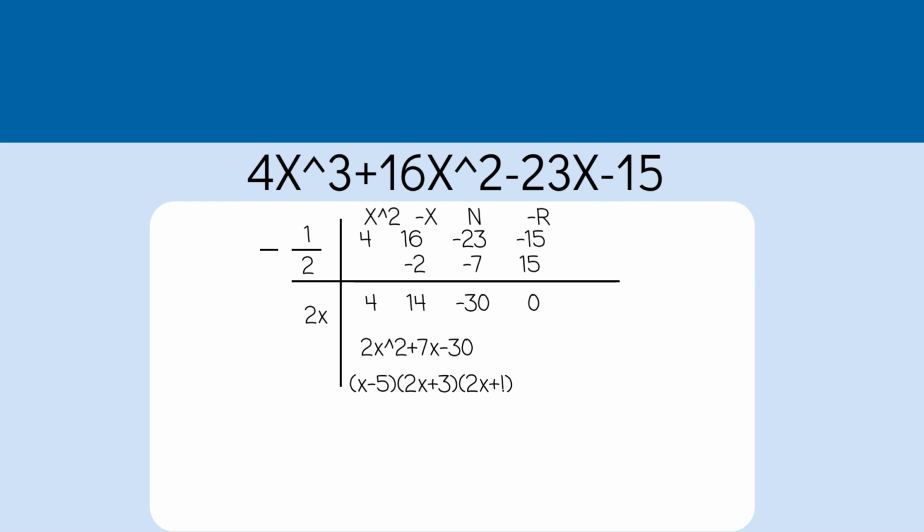In factoring, the method is the same, but you must test out various values of a, b, and b over a. In this case, testing out negative 1 over 2 gave us a remainder of 0, and this gave us a quotient of 4, 14, and negative 30, which we divided by the 2x that came from the 2x plus 1. Anytime you're dividing by a restriction, at the end, you must always divide by the first term of the restriction. After doing this, we got 2x squared plus 7x minus 30. We factored this further to give us our zeros in this factor problem.